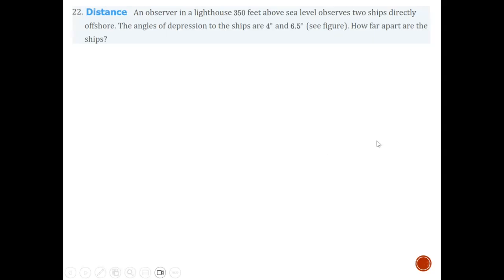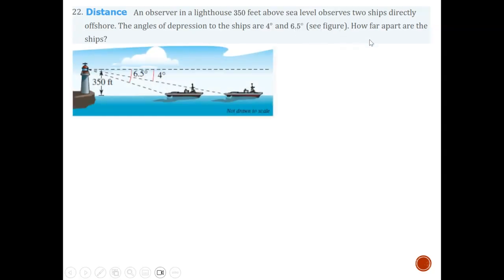It says here, an observer in a lighthouse 350 feet above sea level observes 2 ships directly offshore. The angles of depression to the ships are 4 degrees and 6.5 degrees. See the figure. How far apart are the ships? So let's call it ship 1 and ship 2.